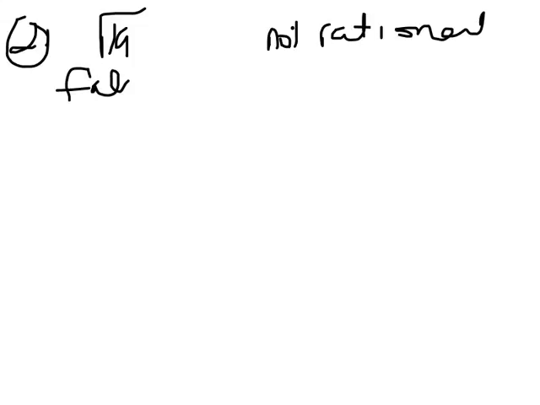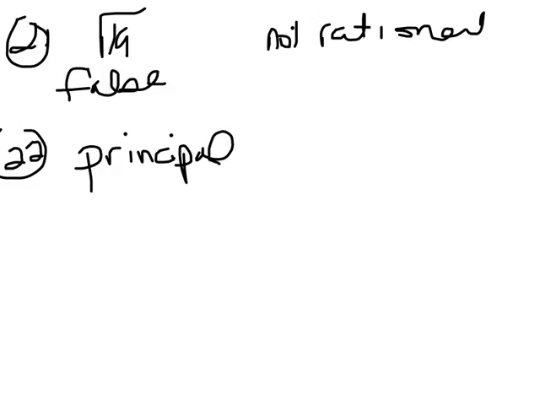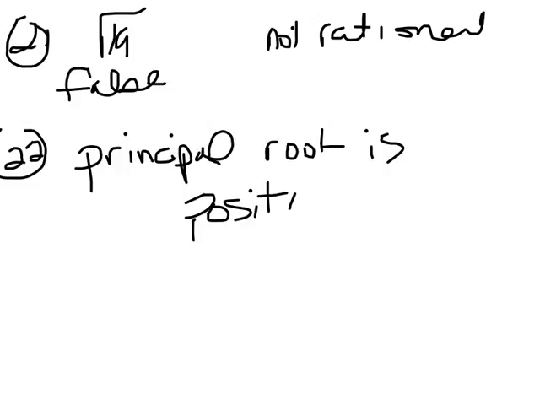Is the square root of 19 rational? No, not rational. So that one's going to be false. They said it was rational, so what they wrote is false. 22, the principal square root of 25 is 5. The principal root is basically the positive root. So is the positive square root of 25 5? Yes, so that's true. Principal root is the positive root. So if you ever see principal root, just think they just want the positive one.